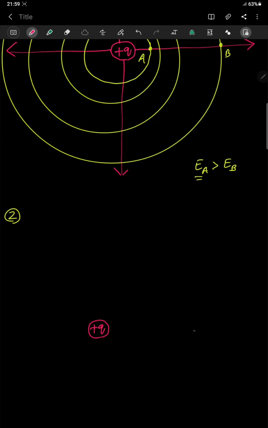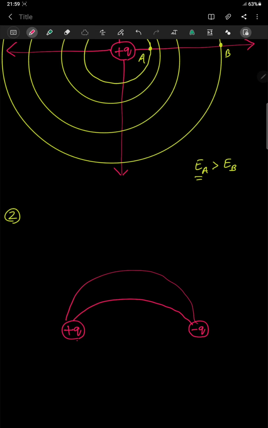Okay, let me take it a bit closer. So let me keep it as plus q here and minus q here. I'll have two charges, basically a dipole. Then how will the field lines be? We already know how the field lines will be. It will be in this manner, and they have to be symmetric. I have already told in the previous classes. So it will be in this manner, from plus to minus.